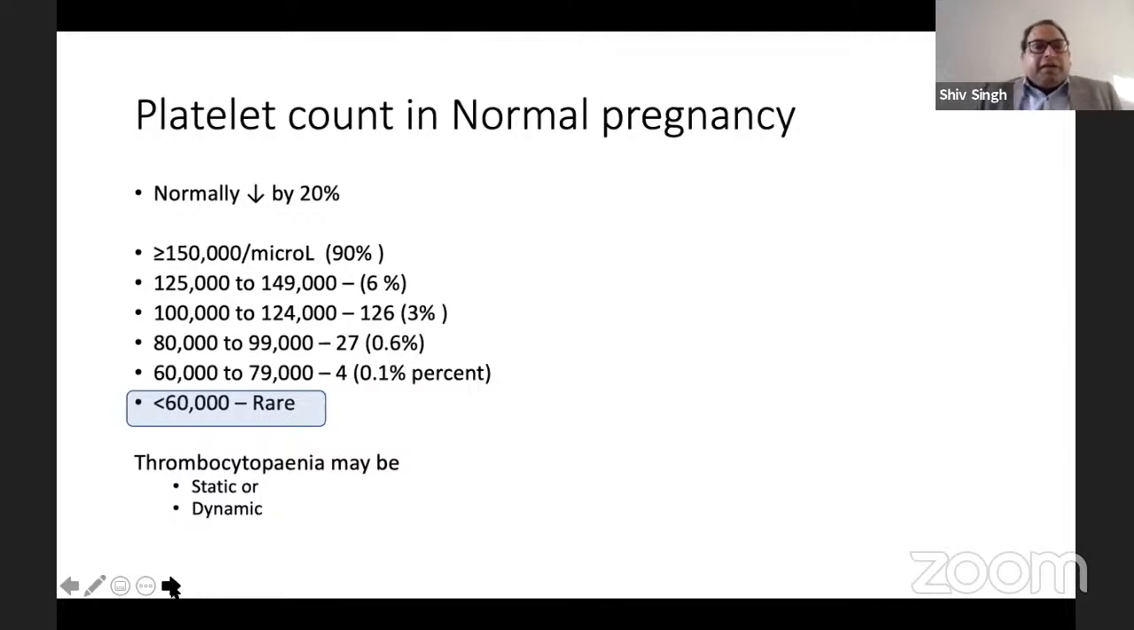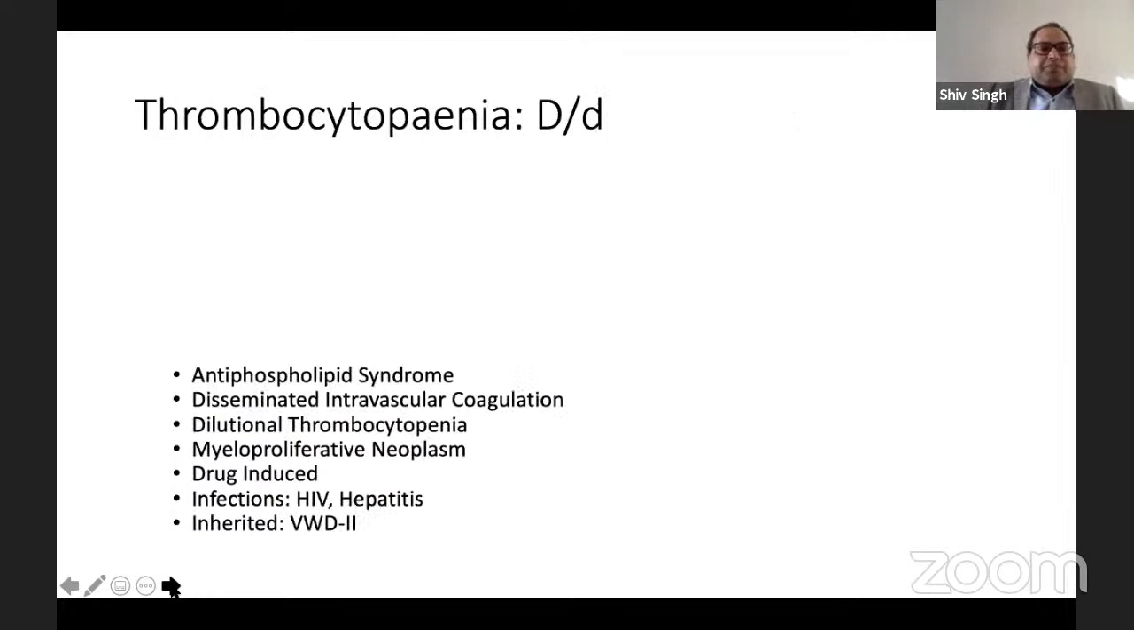Also, you need to be aware of whether the thrombocytopenia is static or dynamic. So you look at the platelet counts over the last few times, and see whether they have been static, or there has been a dynamic drop, or this is a one-off reading. That is actually important.